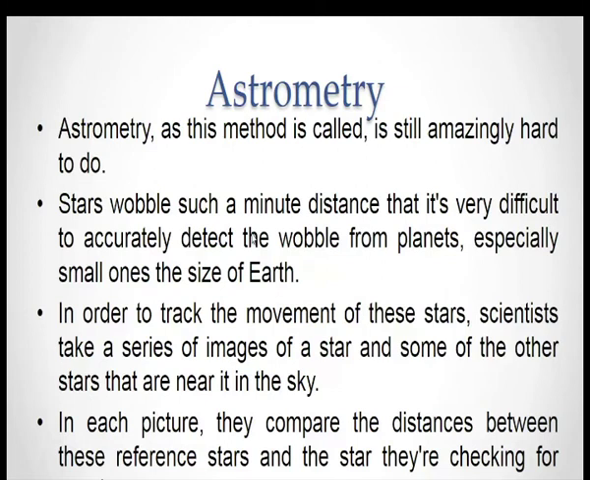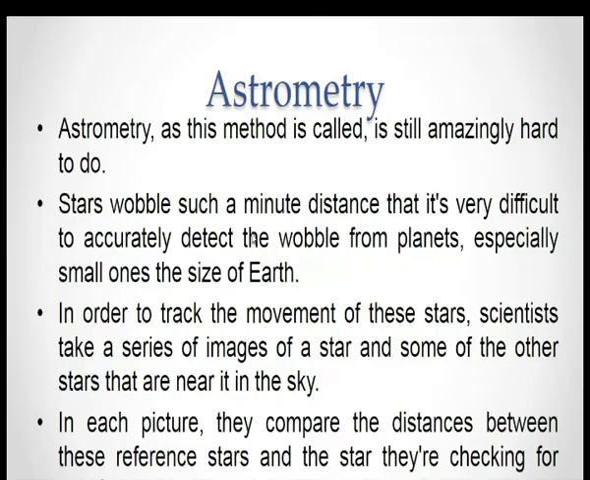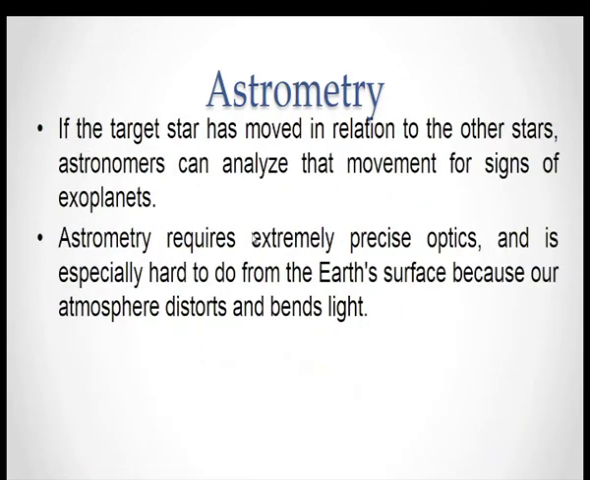In order to track the movement of these stars, scientists take a series of images of a star and some of the other stars that are near it in the sky. So two stars are required to confirm the existence of an exoplanet: the star around which the exoplanet is moving and the nearby star. In each picture, they compare the distances between the reference stars and the star they are checking for exoplanets. If the target star has moved in relation to other stars, astronomers can analyze that movement for signs of an exoplanet.